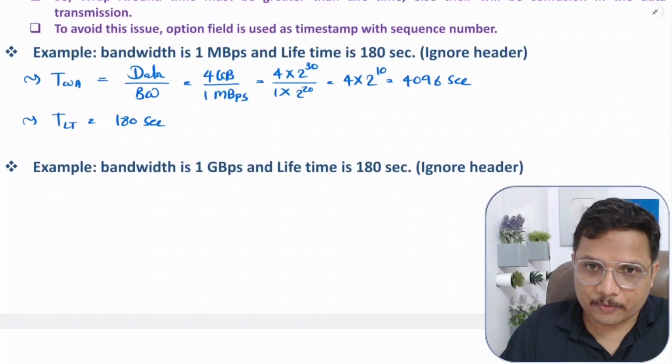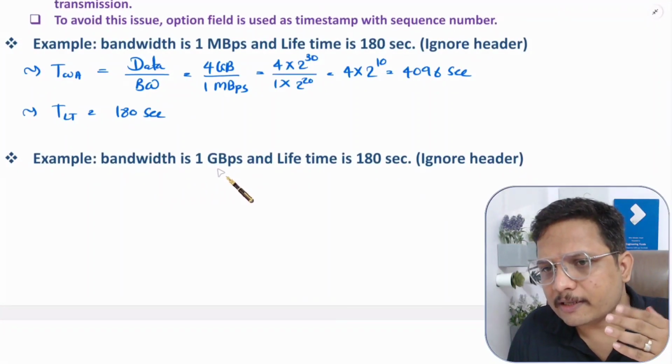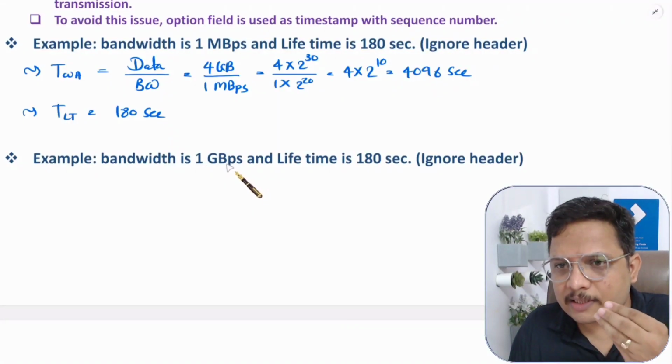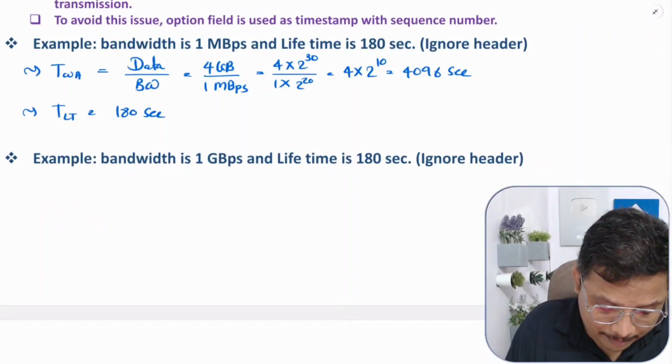Let me explain how. See here, bandwidth is 1 Gbps. Nowadays in 2023 many people are using this bandwidth. Even I am using a bandwidth which is more than 1 Gbps. So for this, let me calculate the wraparound time.